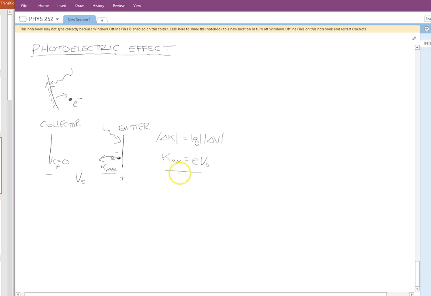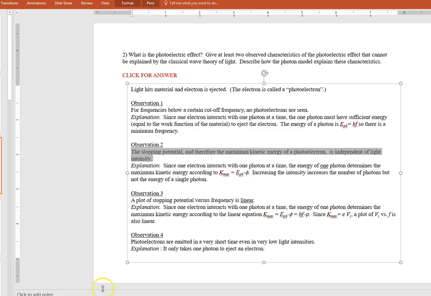Okay, so what observation 2 says is that this maximum kinetic energy, or this stopping potential, because in the experiment, what you're directly measuring is the potential difference across the terminals of that battery.